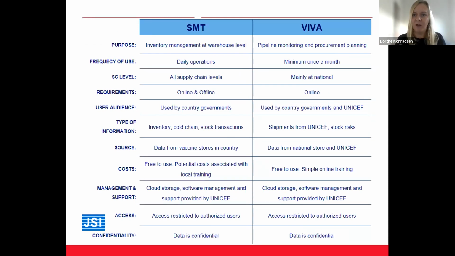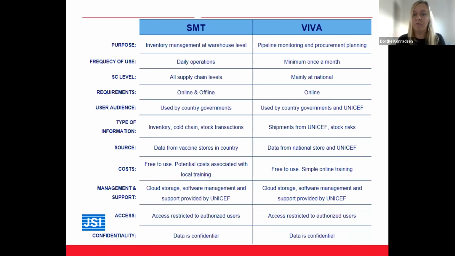The SMT, because it's an inventory management system, is used daily, because every time there are transactions, this tool is being used, whereas Viva is used less frequently to guide on the stocks, but also to enter the stock levels once a month. The SMT can be used, as I said, at different levels, whereas Viva is used mainly at the national level. And whereas both of them are online tools, the SMT also has the offline capability.